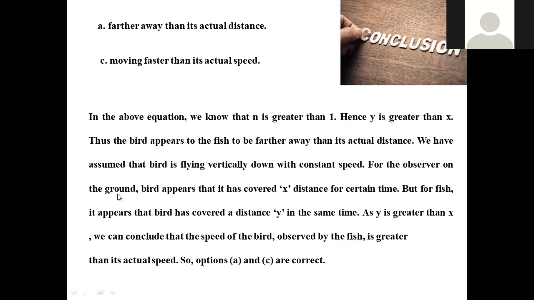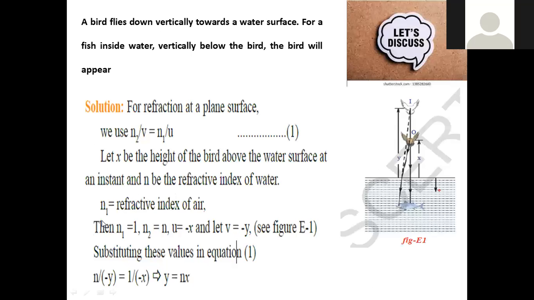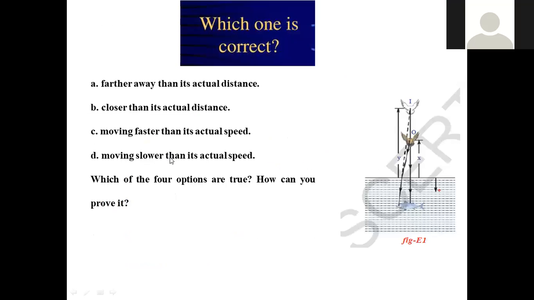For the observer present on the ground, it will be very clear: there is no change in the distance and no change in the speed. But the fish is present in the water, and the distance traveled by the bird will be assumed to be y again. That y will be again greater when compared to x. That's the reason why the speed appears faster when compared to its actual speed, so you can draw the conclusion that A and C are the correct parameters.